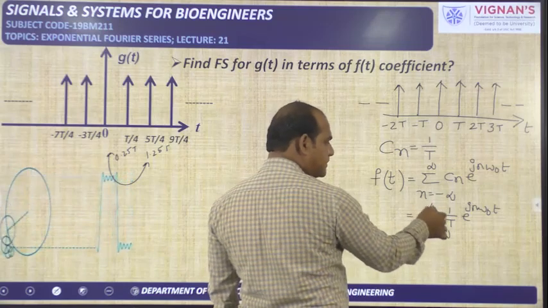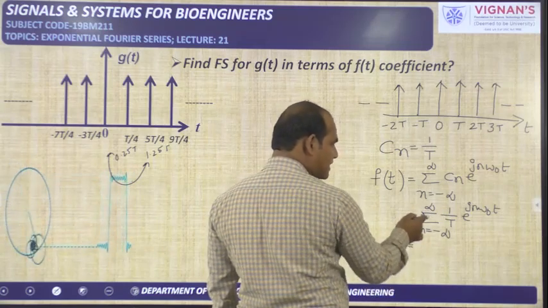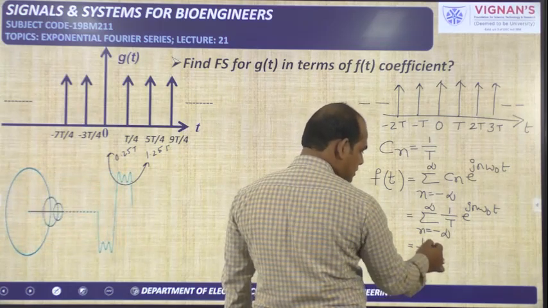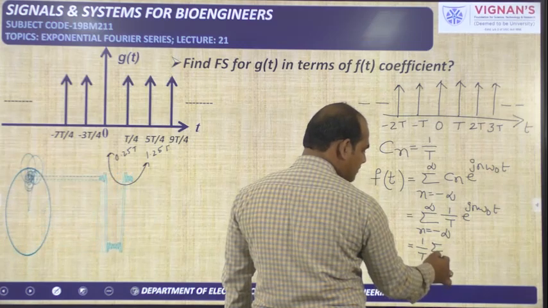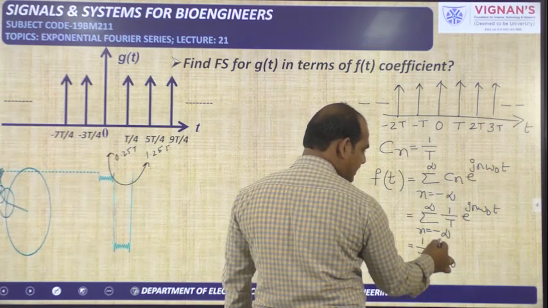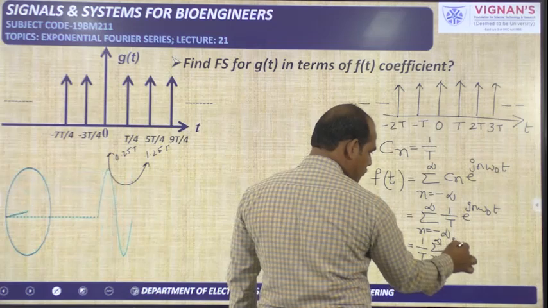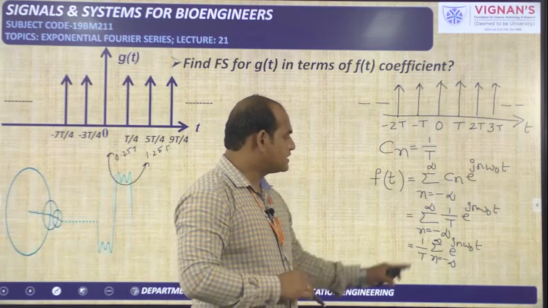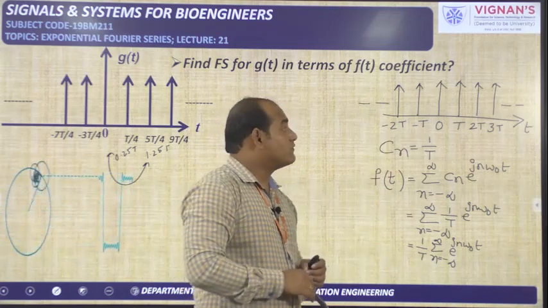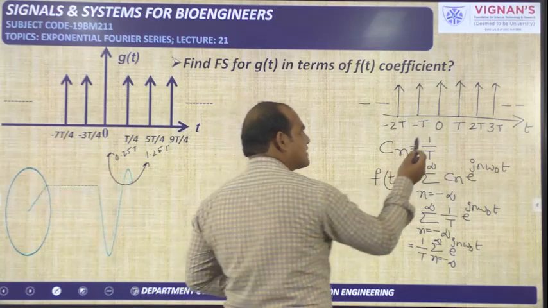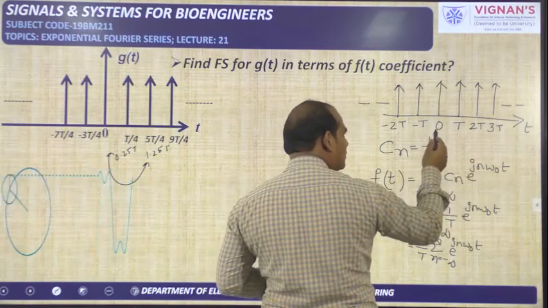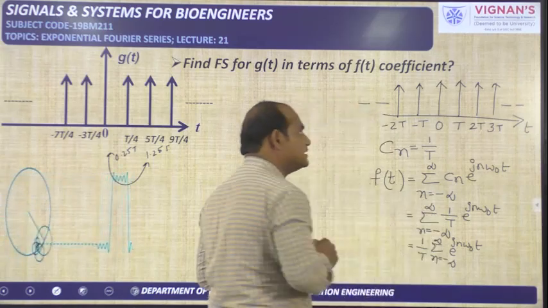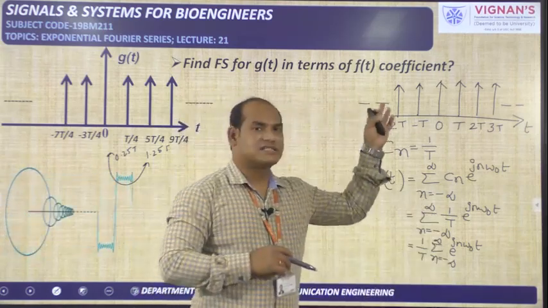This 1 by T is independent of n. That means with respect to this sigma, 1 by T is a constant, so I can write it outside of the sigma. So 1 by T sigma n from minus infinity to plus infinity e power jn omega naught t. This is the exponential Fourier series for the given impulse train, where one impulse is available at t equal to 0, and the next impulse is available at t equal to capital T. Okay, so in this way our impulse train signal is there.